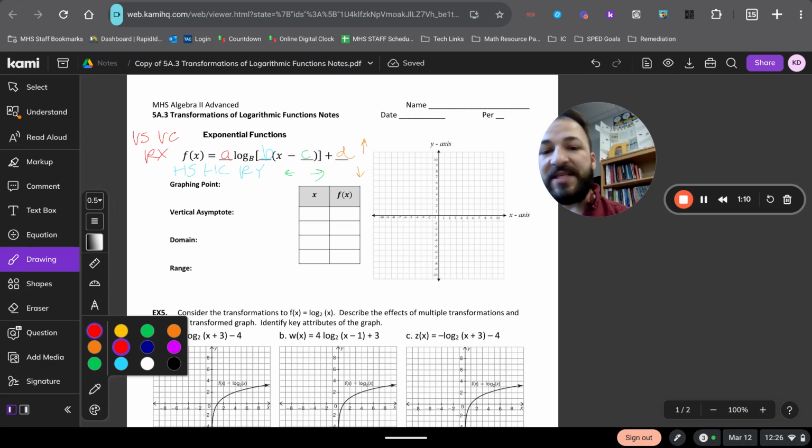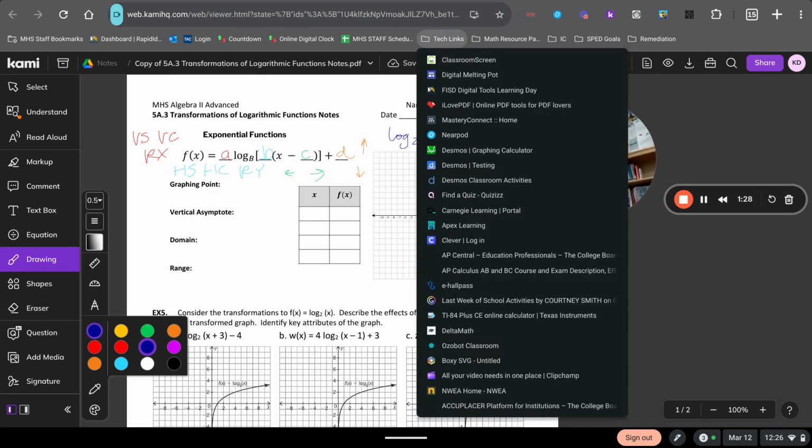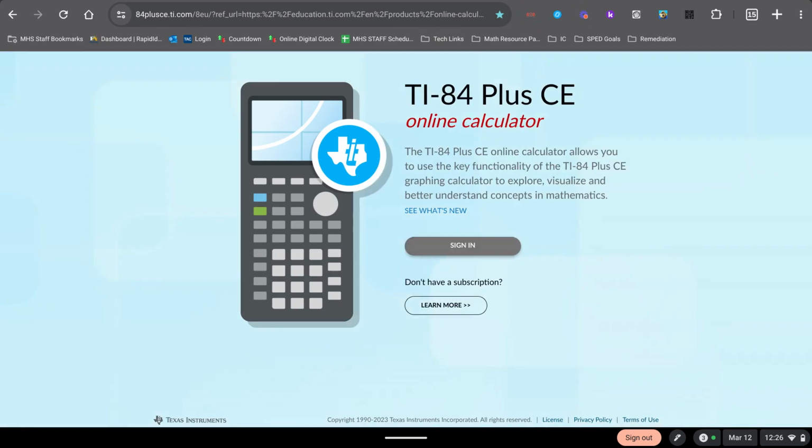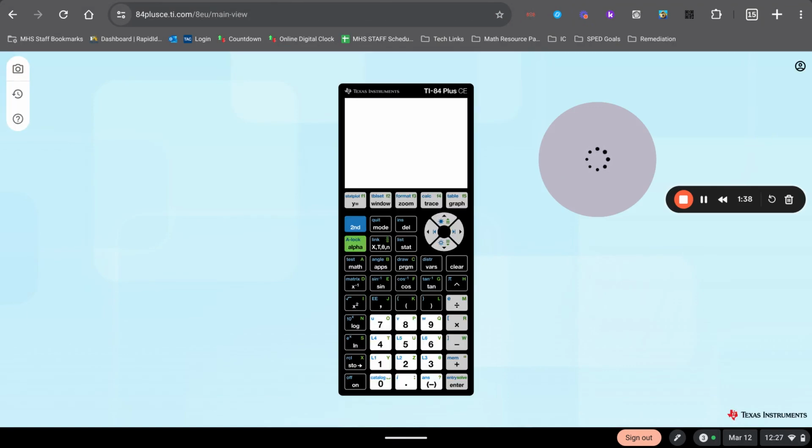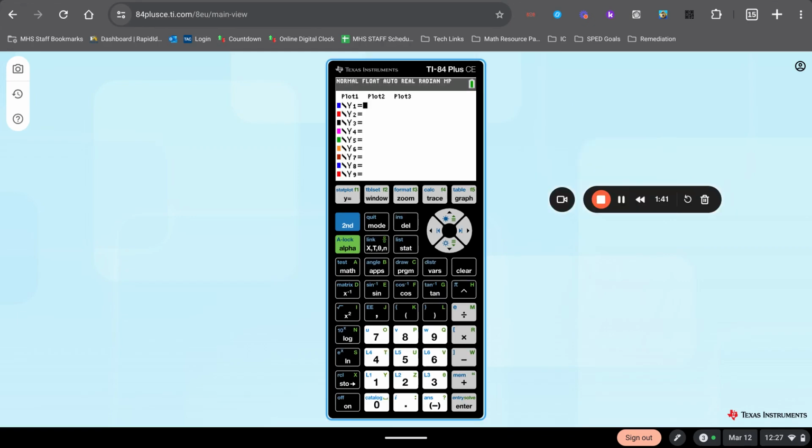Okay. Now, the specific function we're going to start off with, our parent function, is log base 2. So let's graph this in our calculator so we can get a picture of the graph and some of those key features. So go ahead and grab your TI-84, your little yellow calculator. And if we want to graph this, y'all, we can go into our y equals.